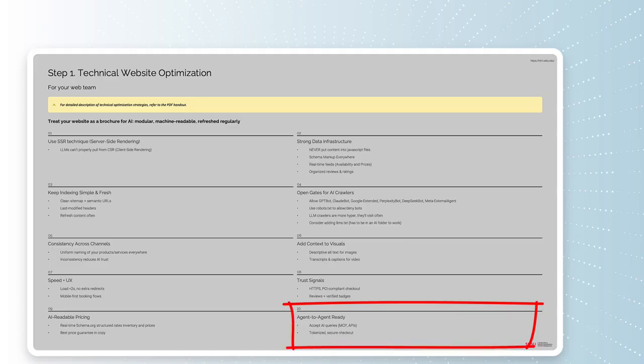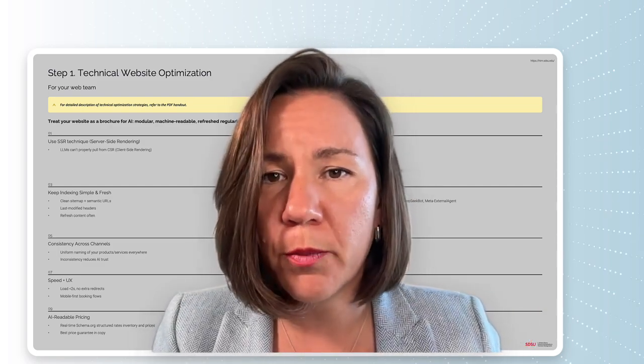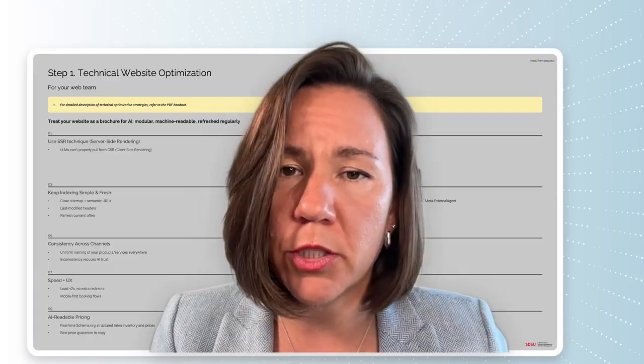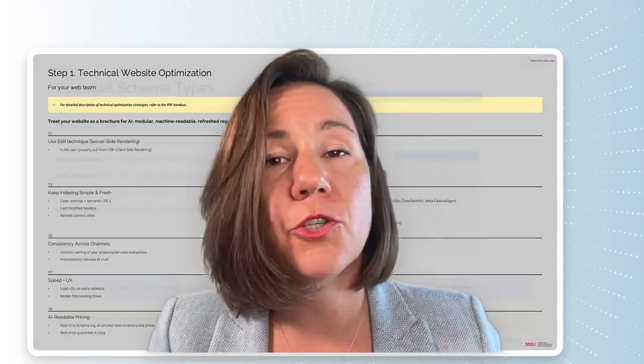Last but not least, prepare for agent-to-agent bookings. Soon, personal AI agents will book for me. Your booking engine should be able to accept automated queries like MCP protocol and provide secure tokenized checkout flows so AI can process card data safely. Again, for a detailed description of technical optimization strategies, refer to the corresponding PDF handout attached to this lecture.